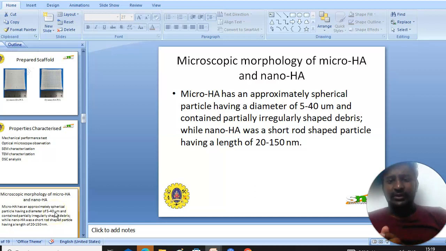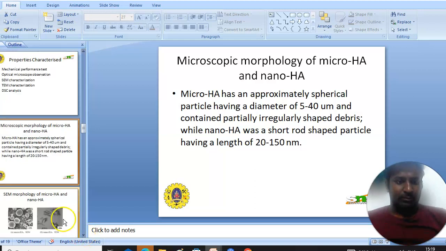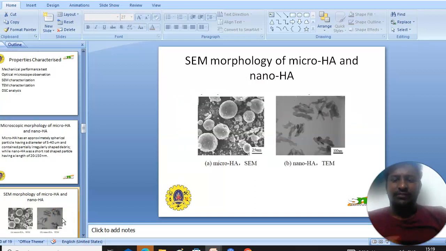The microscopic analysis showed that the micro HA was a spherical particle having a diameter of 5 to 40 micrometers, while nano HA was a short rod-shaped particle having a length of 20 to 150 nm. This is the morphology of the micro HA and the nano HA. A shows the micro HA and B shows the nano HA.